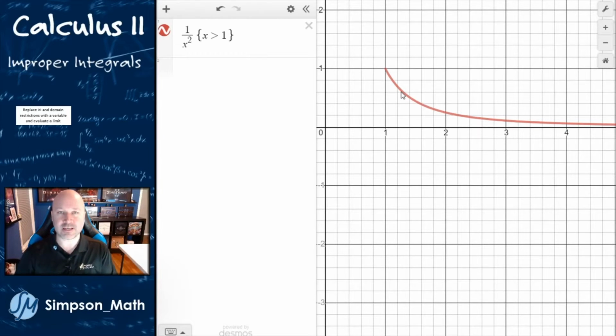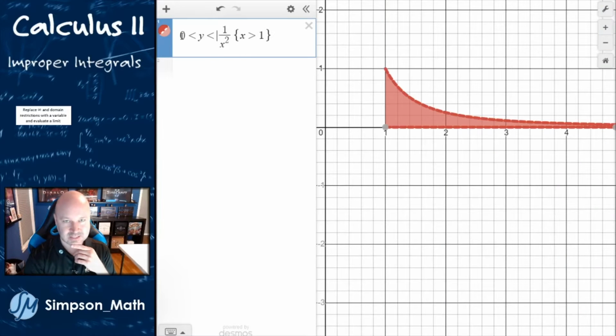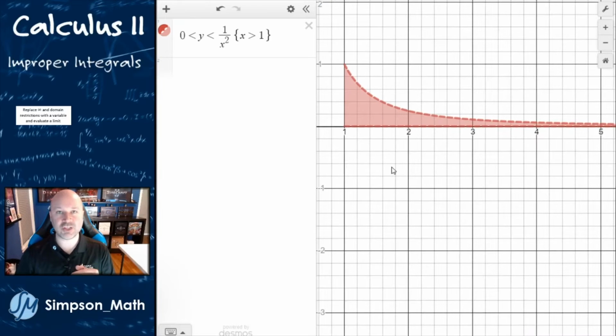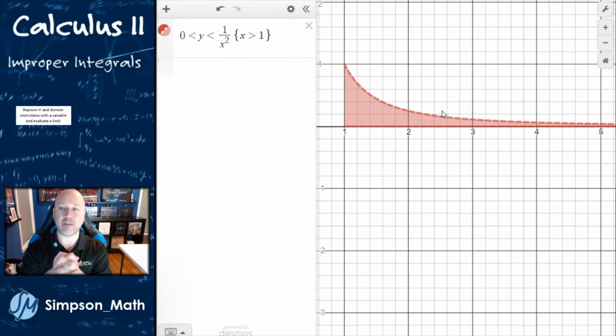Now remember, integration is calculating the area between that curve and the x-axis. So to help demonstrate that, I'm going to try to shade that region that I'm trying to sum up. So let's say I want 0 to be less than y, which is less than that function itself. That works. So I'm looking at this shaded region, and I'm trying to calculate all of that area. In the past, if I did from 1 to 3, I could cut off at 3, find that area, add it up, and that would be my sum. I could go from 1 to 25, 1 to 100.